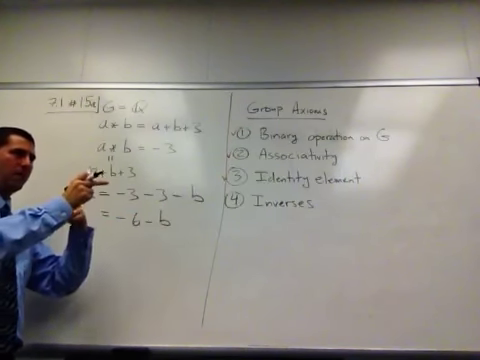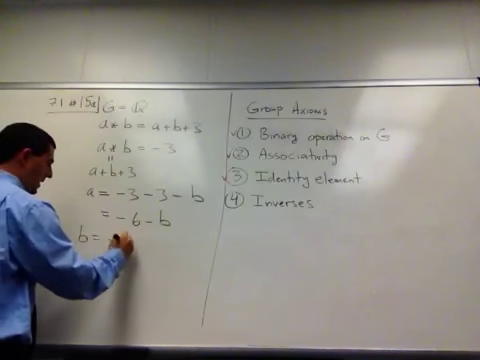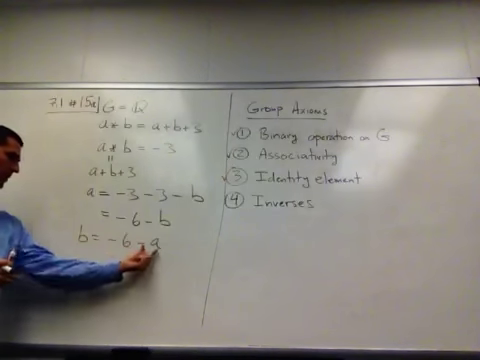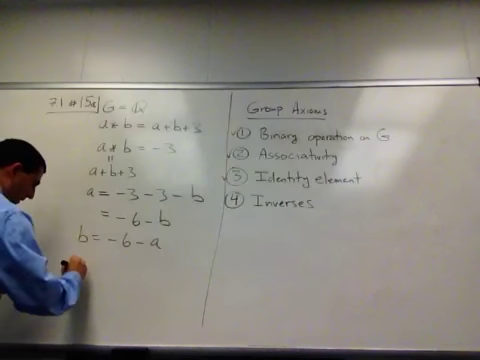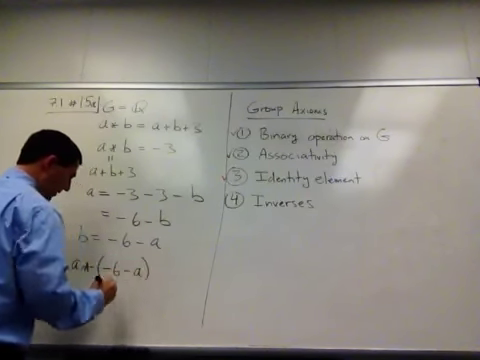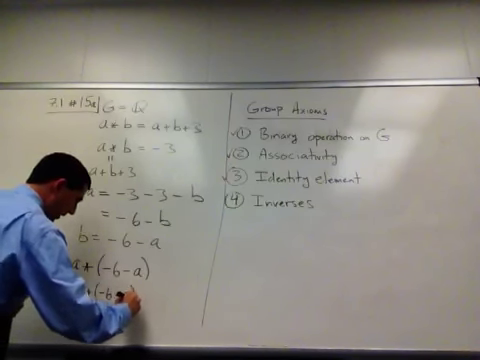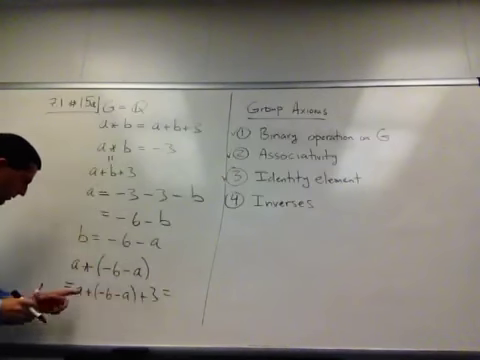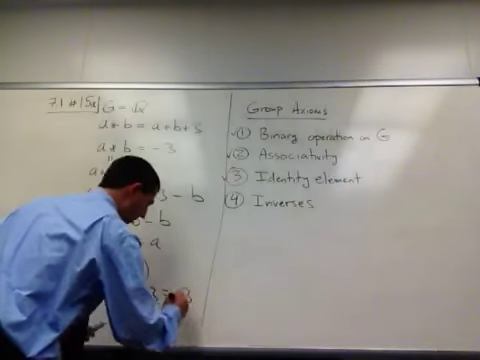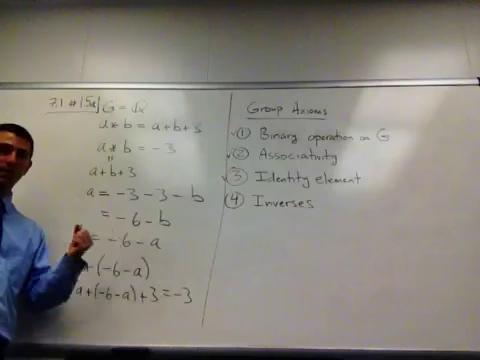Of course, I want what B is, so let me switch these up. So this would mean B is equal to negative 6 minus A. So my inverse element is going to be negative 6 minus A. And let's double check. If I do A star negative 6 minus A, this gives me A plus negative 6 minus A plus 3. And well, let's see, we get A and negative A, that's 0. Negative 6 plus 3, that's negative 3. So in fact, our inverse element is always going to be negative 6 minus our original element.